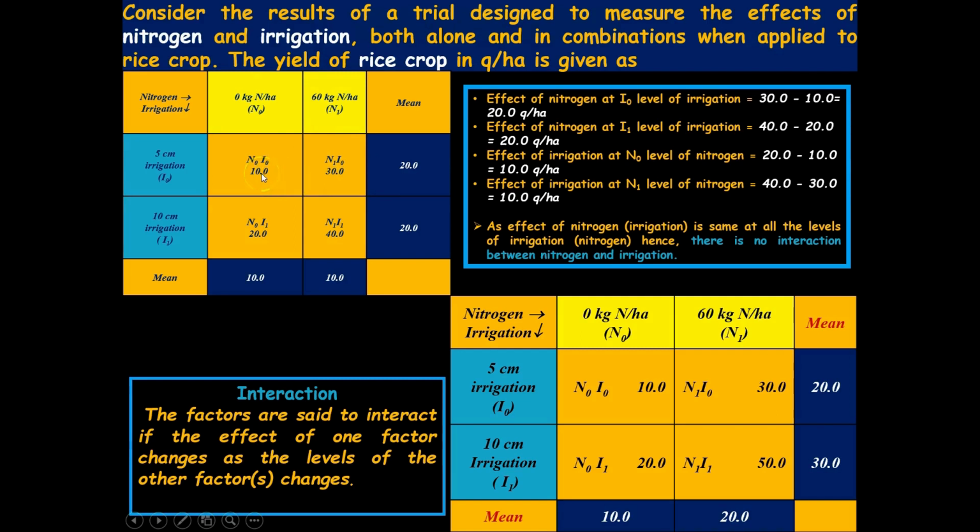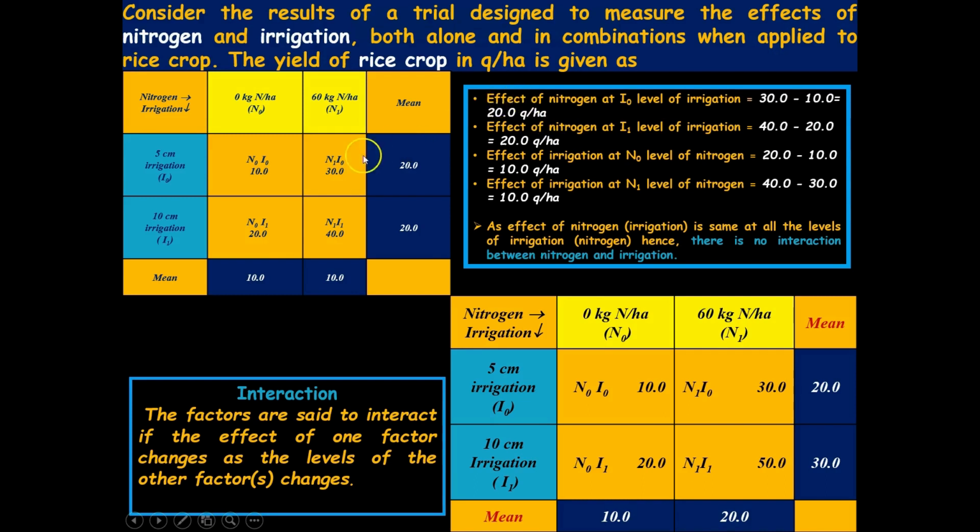So the yield here is 10 quintals per hectare, 30 quintals per hectare, 20 quintals per hectare and 40 quintals per hectare. And if we take the average of this, that is 20, and here it is 20, and here it is 10, and here it is 10. So the effect of nitrogen at the first level of irrigation is 30 minus 10. We can say 30 minus 10 is 20, that is 20 quintals per hectare.